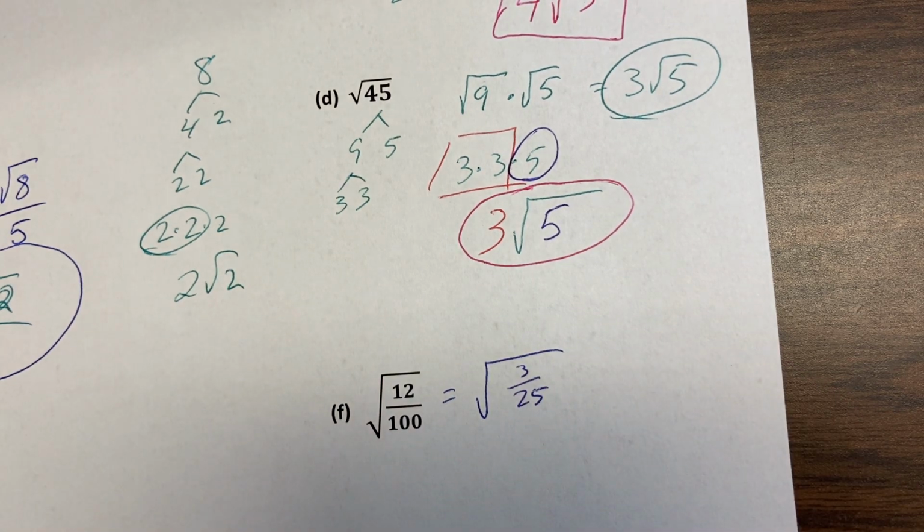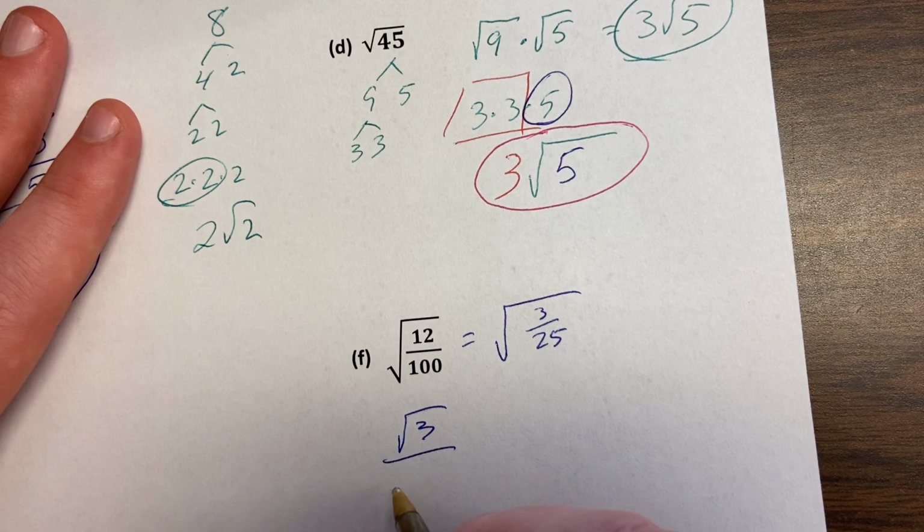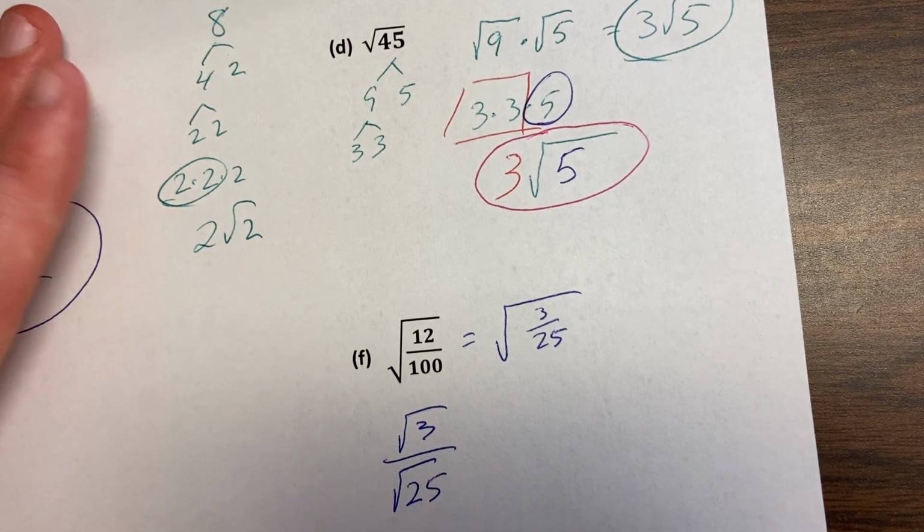Okay, well, I don't know what the square root of 3/25 is. That's pretty difficult, to find the square root of a fraction. So what the quotient rule allowed us to do is instead of seeing 3/25, I can now see the square root of 3 over the square root of 25.